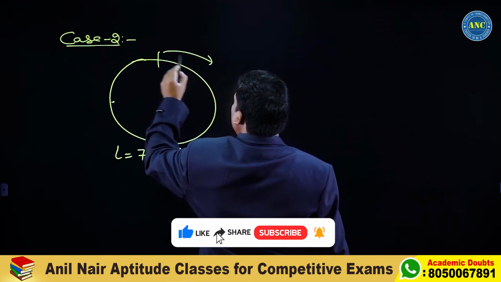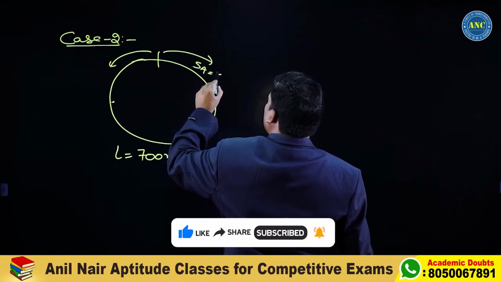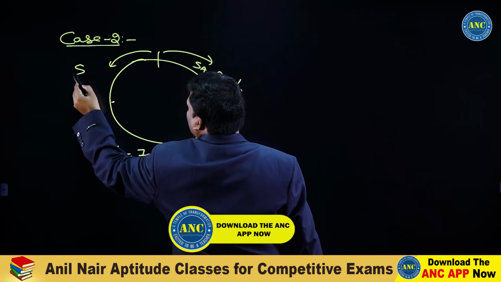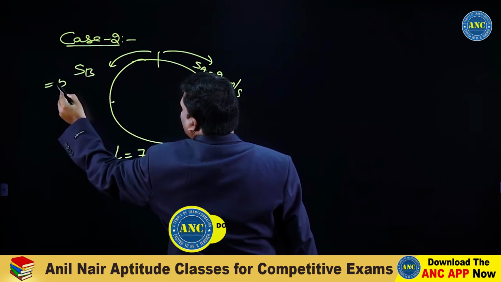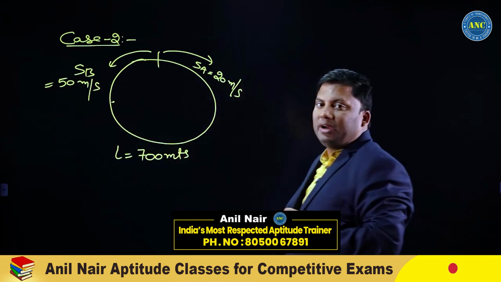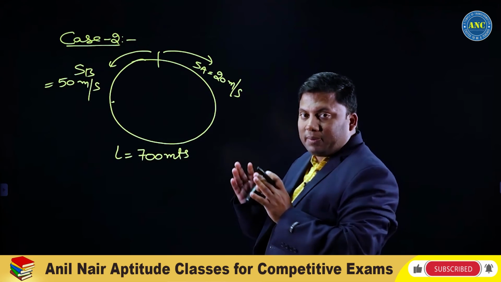There are two people. One is A, another is B. The speed of A is 20 meters per second. The speed of B is 50 meters per second.